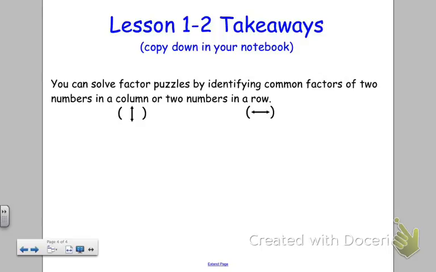Alright, so here are our takeaways. Make sure you copy these down in your math notebook. You can solve factor puzzles by identifying common factors of 2 numbers in a column, and you'll notice the arrow there showing you the columns are up and down, or 2 numbers in a row. So those are the ones that go left to right.